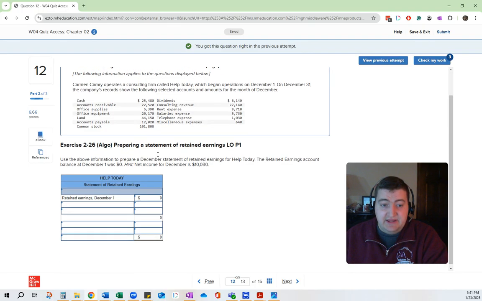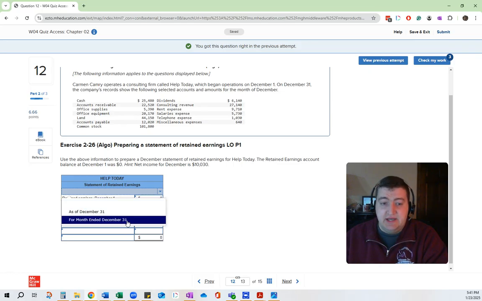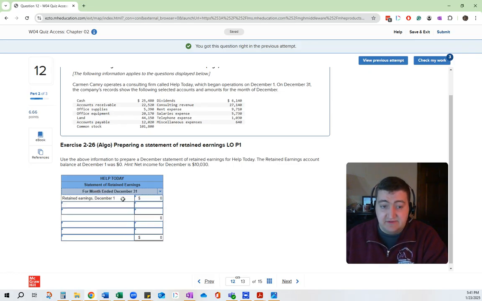So the next one is we're going to make the statement of retained earnings. And so first, again, we want to set this up. And again, you want to make sure you're checking everything's here because it will watch to make sure that you are entering the dates. Again, retained earnings is about a period of time, not a specific point in time. So we see up here, it's for the month of December. And then we're going to be entering retained earnings.